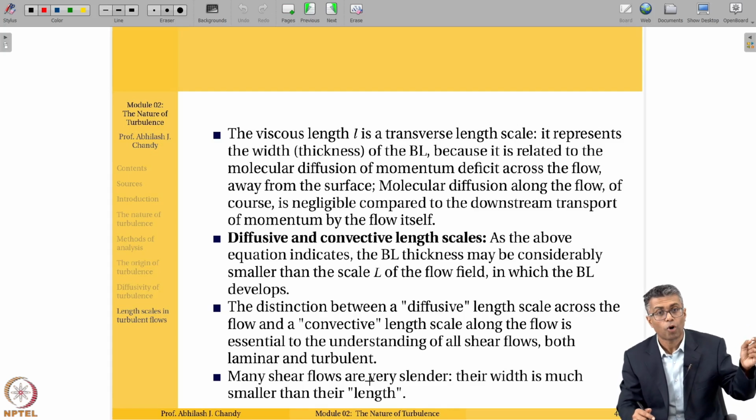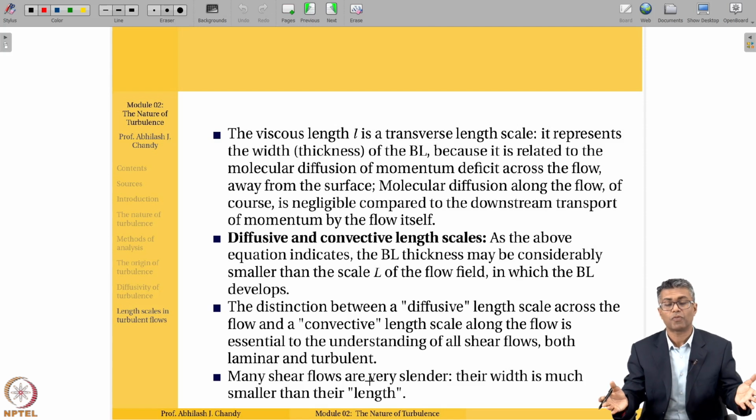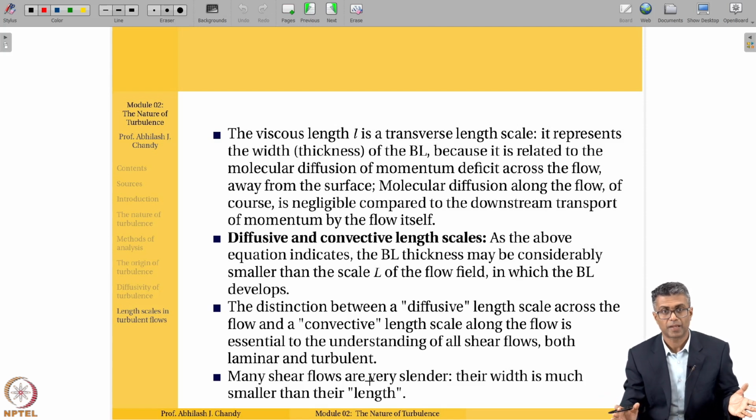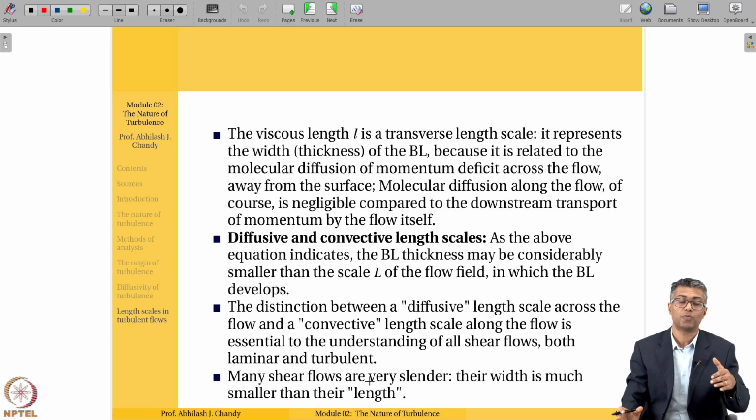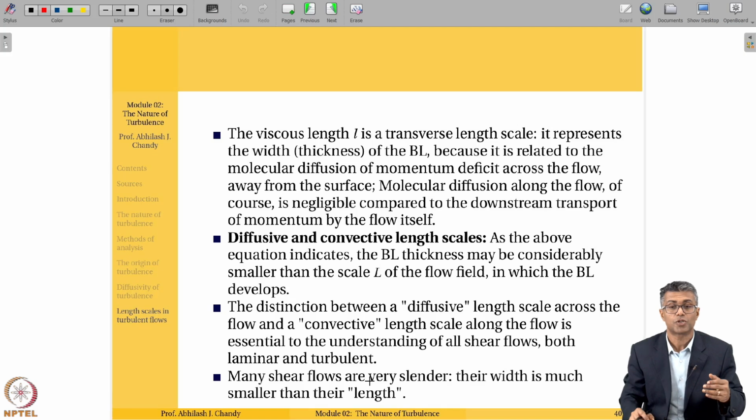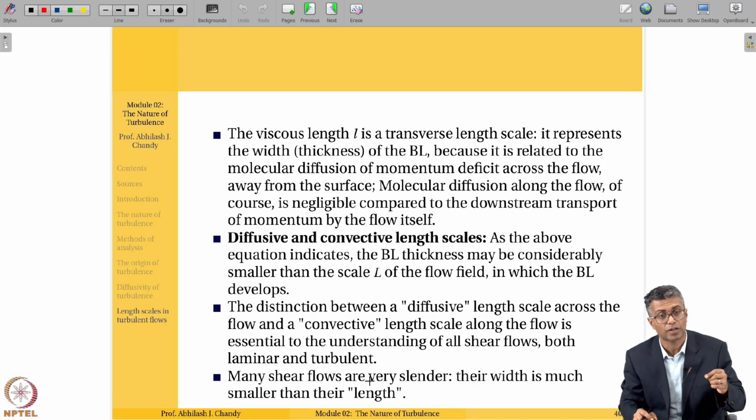Now, molecular diffusion along the flow obviously can be neglected. And that is what we've been doing, right? When we say that the Reynolds number is very high, the viscous effects are very low, negligible at the large length scales, that is along the flow. So molecular diffusion along the flow is negligible compared to the downstream transport of momentum.